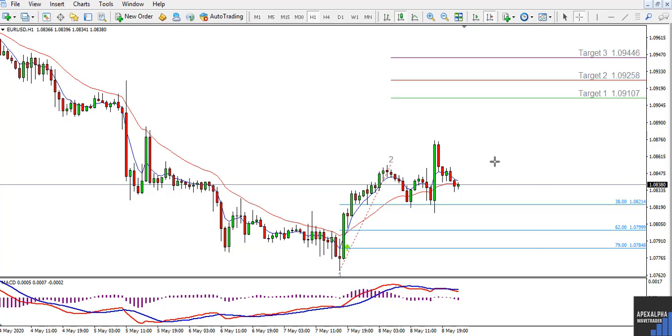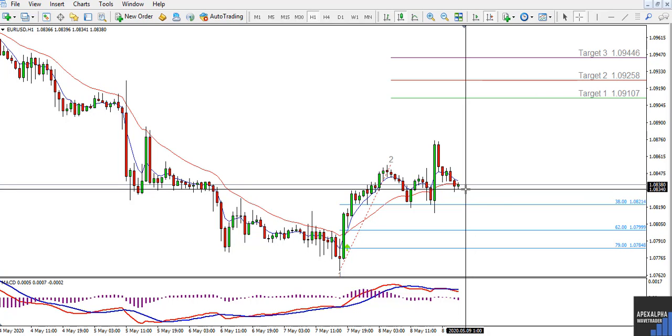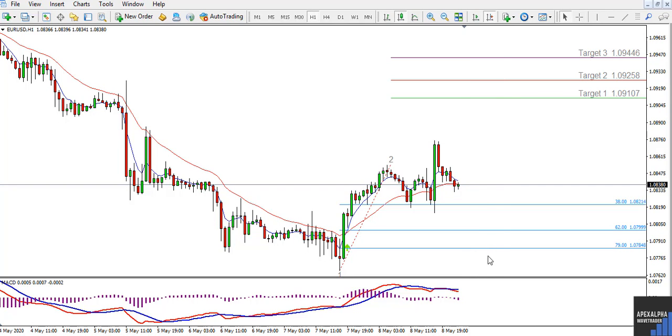For this particular trade, you get in here once the market changes direction. So when we get a golden cross on the MACD, for the Euro USD, you don't necessarily have to go to the 15-minute chart. You can wait here on the 1-hour chart. What you are waiting for is to get a golden cross on the MACD.